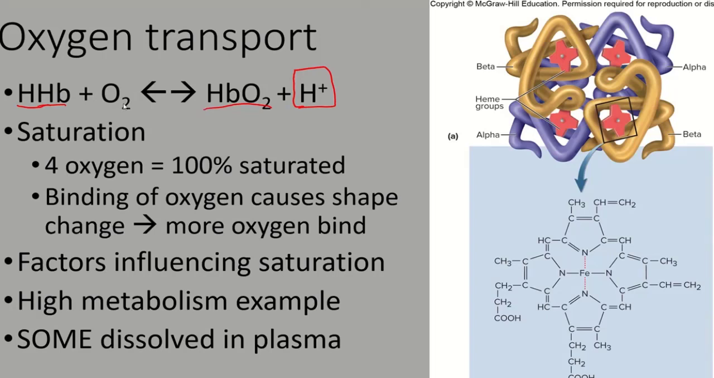If H plus is low and O2 is high, then more oxygen is going to bind to the hemoglobin, and we will have a few H pluses left over. But if oxygen is low and H plus is high, then more H plus is going to bind to the hemoglobin, and then we'll have some oxygen available. So this goes both directions, just depending on if there's more oxygen or more H plus.